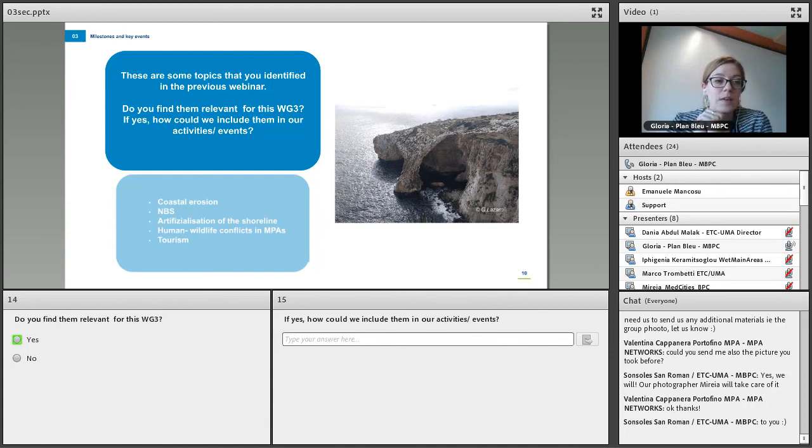Okay, do you find them relevant for this working group? Do you have some answers for this? Do you have any idea or proposal about how we could include them in our activities or events? You can also speak if you don't want to fill in the poll and you want to raise your hand or activate your microphone. Feel free to do so and we'll listen to you. Yes, and your camera. Don't be shy.